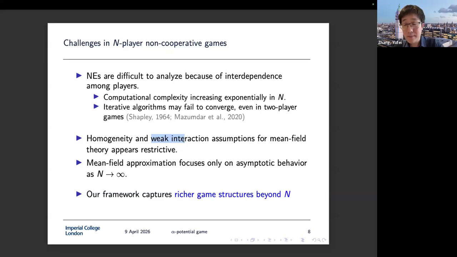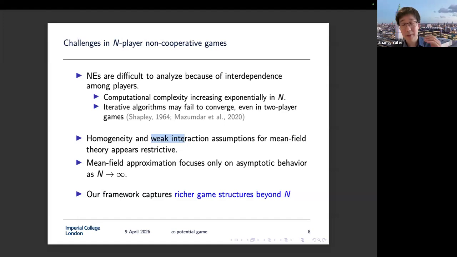Of course, in practice, this weak interaction is a strong assumption. Homogeneity is also a strong assumption, because in general people may have different objective functions. For example, think about automated driving applications, which I'm going to show you in more detail later in my talk. Even though you have many cars on a road, as an individual driver, I still care a lot about the cars which are very close to me. The impact of the closest cars on me is still not negligible.